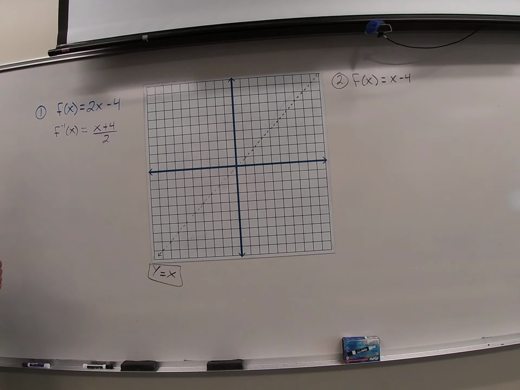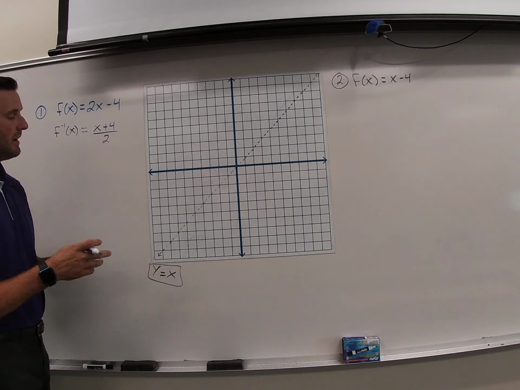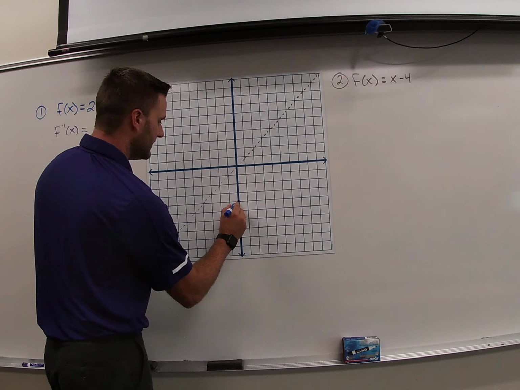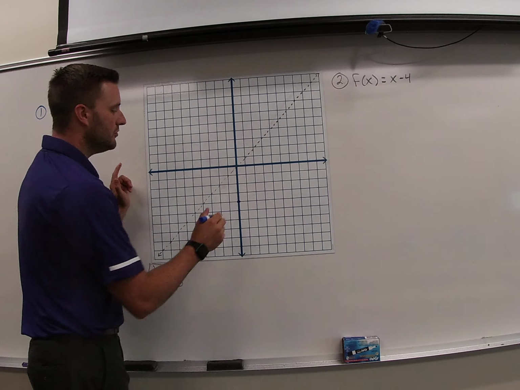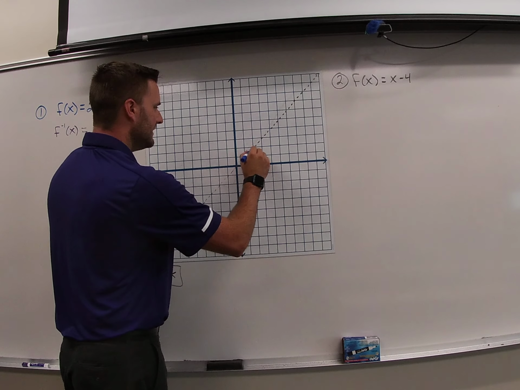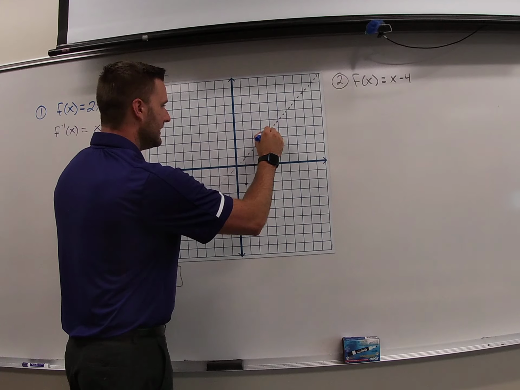So in blue, I'm going to graph this first line, 2x minus 4. That means my y-intercept is -4. So I'm going to start down here and put a point here. From there, I'm going to go up 2, right 1. So up 2, right 1. You're going to do this as many times as you can.